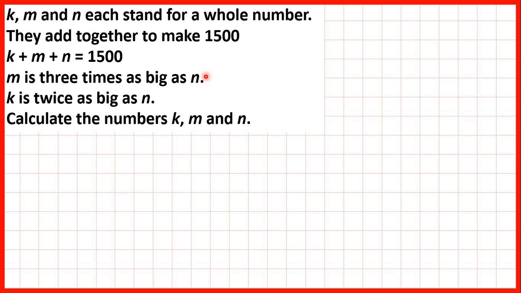So M is 3 times as big, so we can use 3 squares for M. K is twice as big as N, so we can use 2 squares for K and 1 square for N.